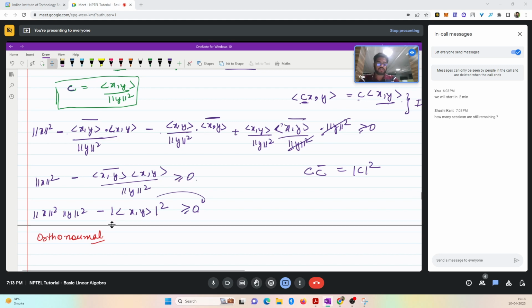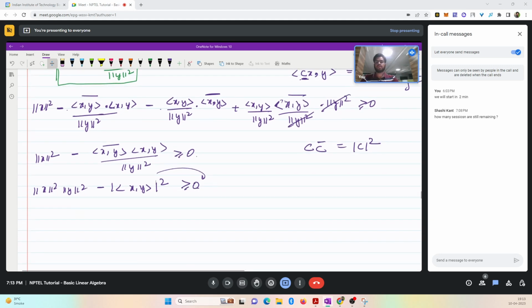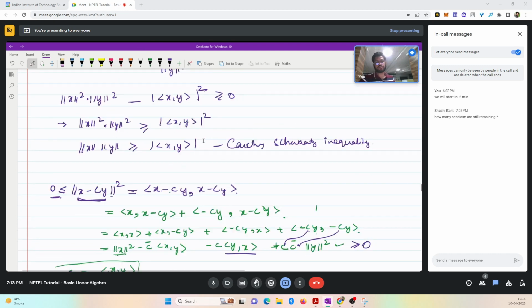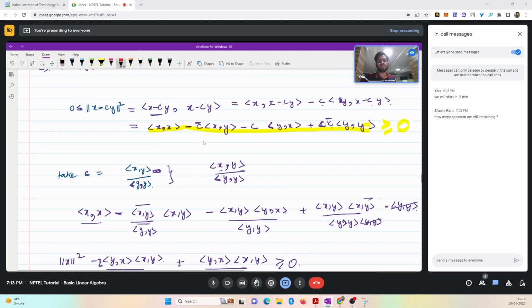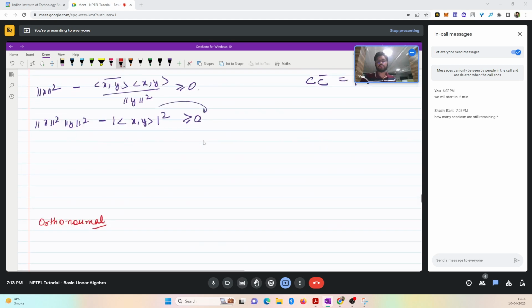Now we'll move to something called the triangle inequality. So we had 4 properties for our norms, right? The first 2 were quite easy. The third one was the Cauchy-Schwarz inequality. The fourth one is something that is called the triangle inequality. Okay.